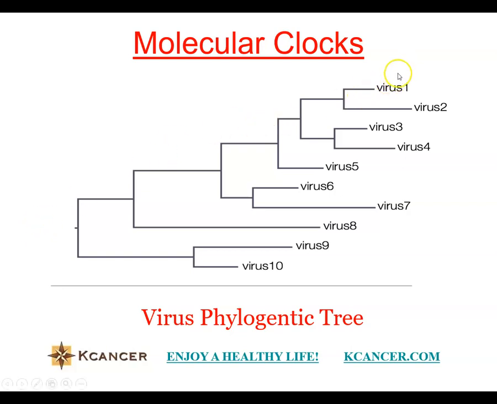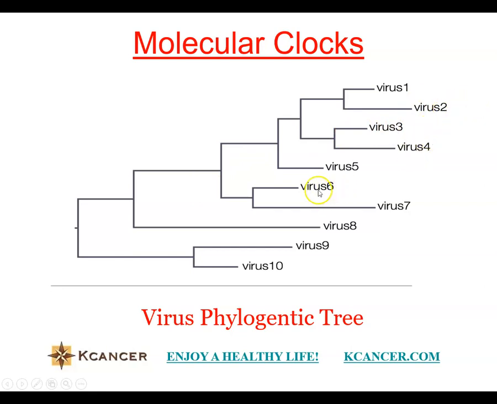For example, take virus 1 and virus 2. The distance is like this. However, for virus 1 and virus 3, this distance is much bigger than for virus 2. So virus 1 and virus 2 are close, and virus 1 and virus 3 are distant. The same is true for virus 3 and virus 4, which are close. However, virus 3 is distant from virus 2.